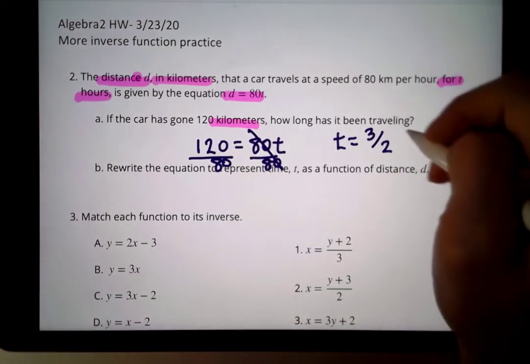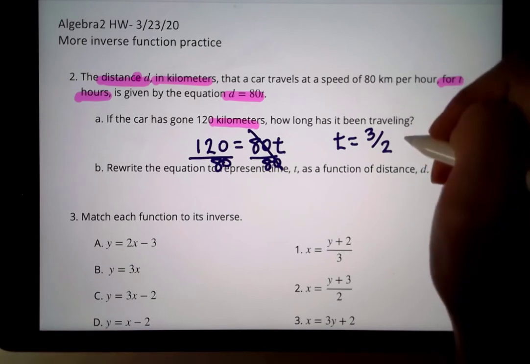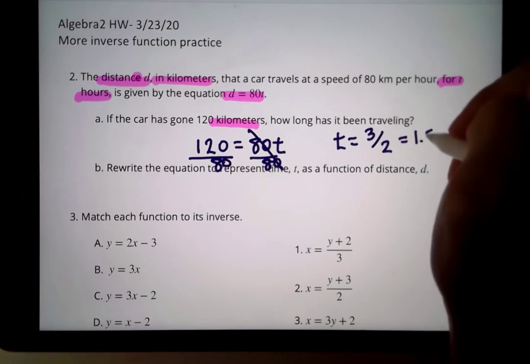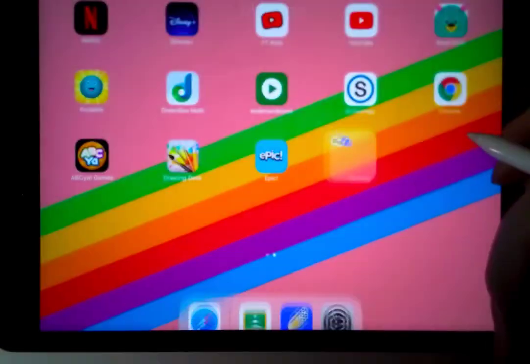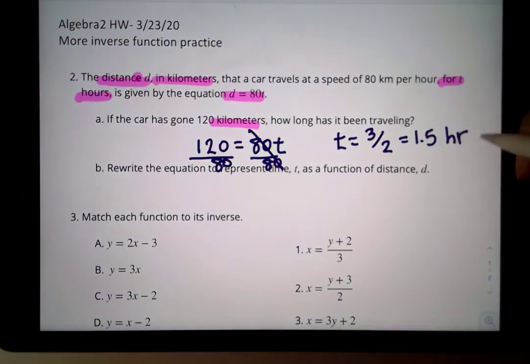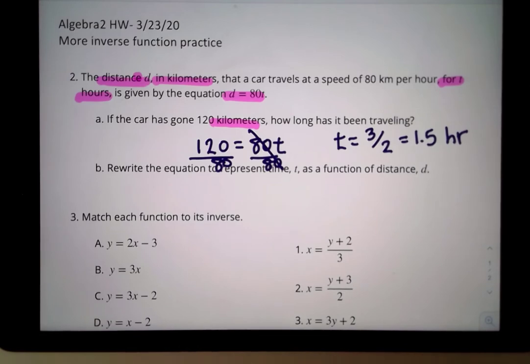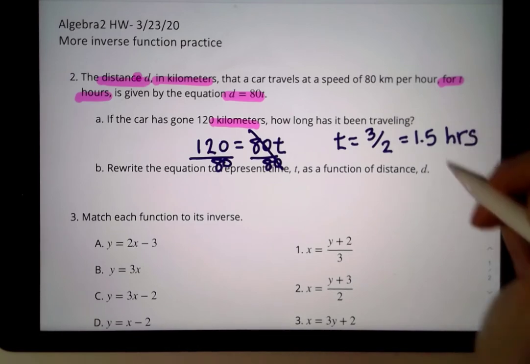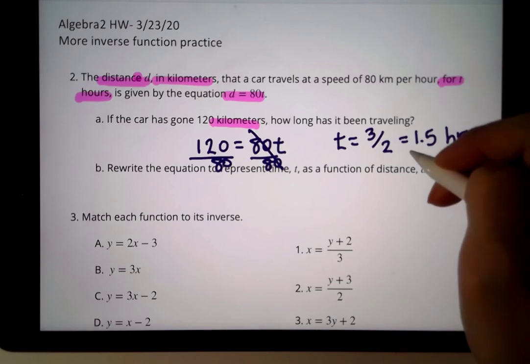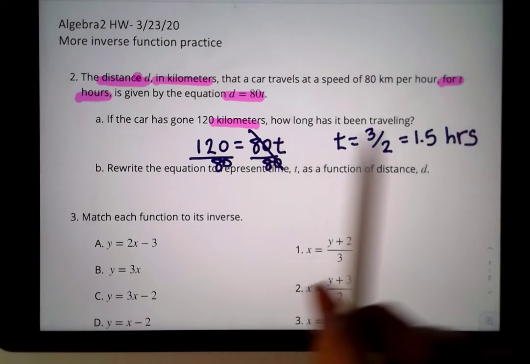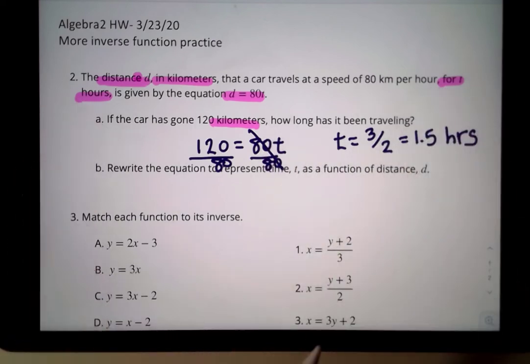So that is 1.5 hours, right? 1.5 hours, or you can also say it 1 hour 30 minutes. But let's just keep hours because T is in hours, okay?